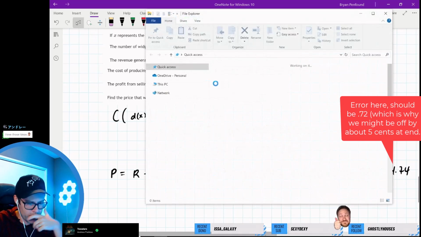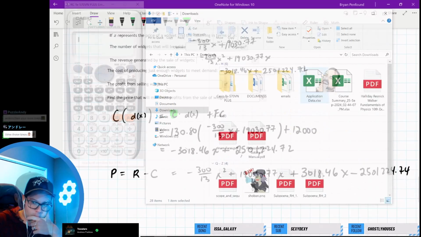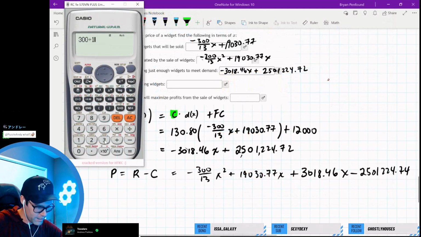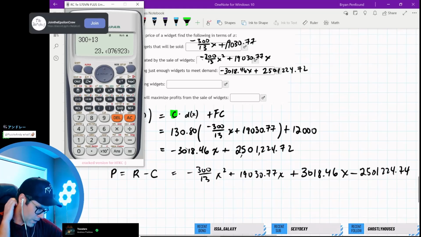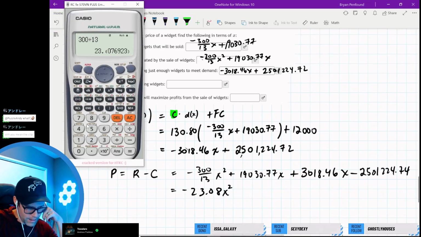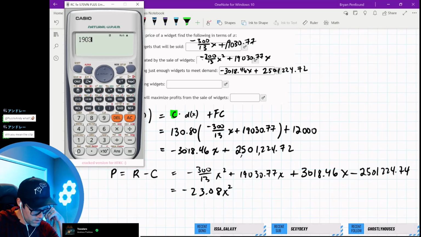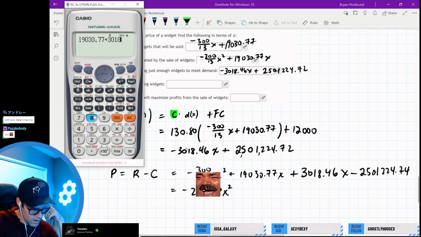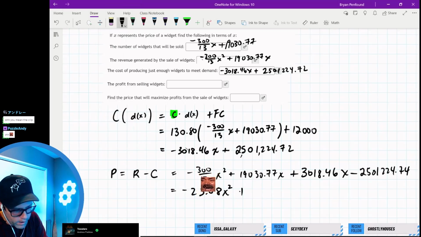I might as well just pull up the calculator here, too. What is 300 divided by 13? Let's get that as a decimal number. That is 23.08. So this is going to be negative 23.08. We need to add these two, so 19,030.77, and we're going to add the 3,018.46. That'll get us to 22,049. And what was our change? 23.